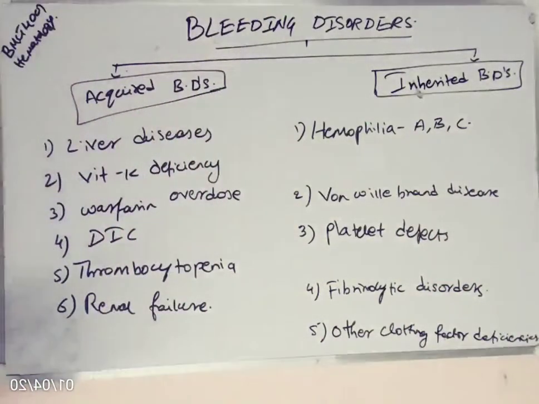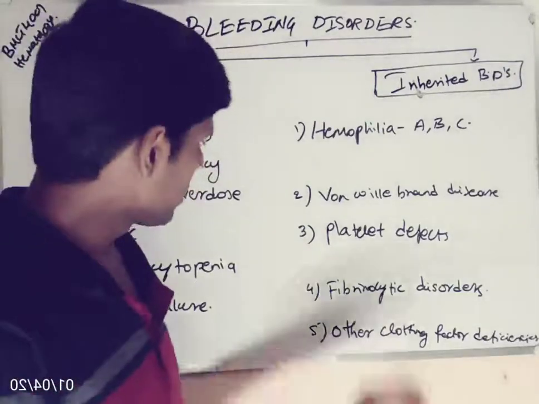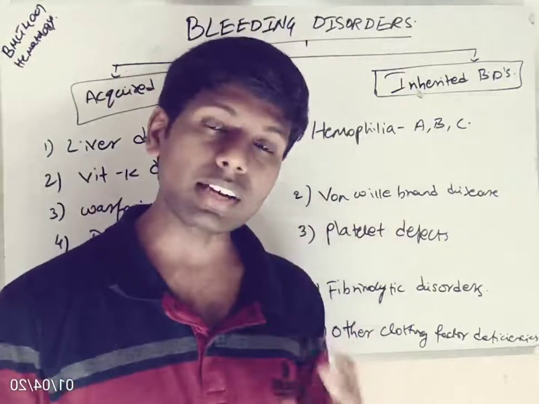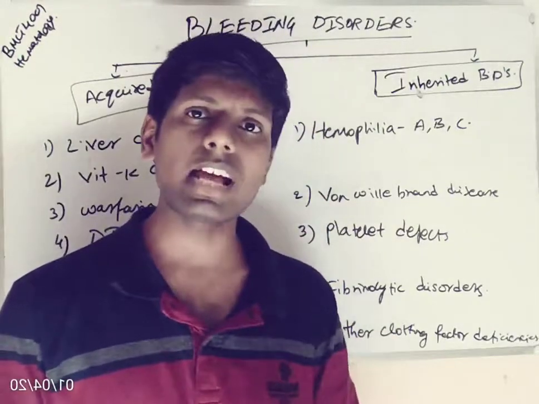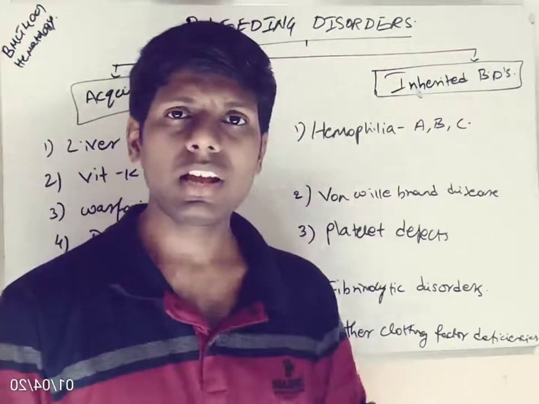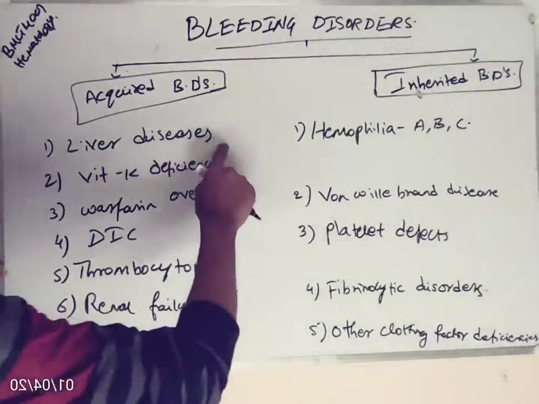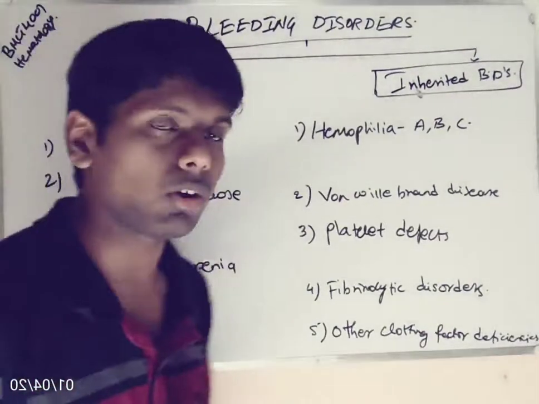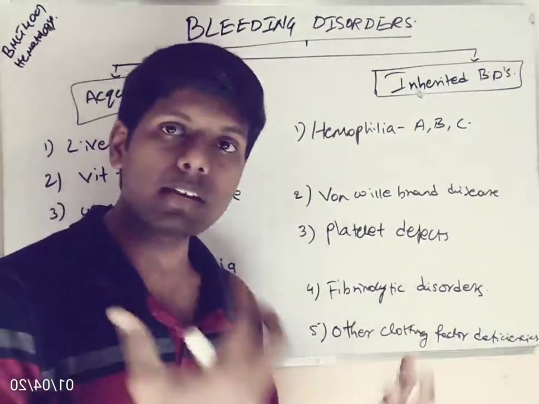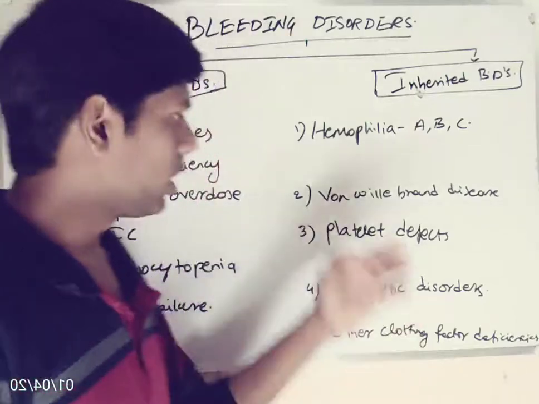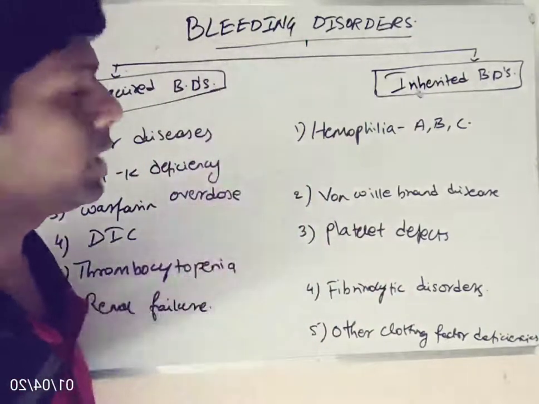So let us see what the acquired bleeding disorders are. The first one is liver diseases. Liver diseases can cause bleeding disorders. Can anyone say how? The liver is the major organ which produces all the proteins in our body, right? So what are the 13 clotting factors? Fibrinogen, prothrombin, tissue thromboplastin, calcium, labile, stable factor. All these are proteins which are synthesized by the liver. Whenever there is a problem with the liver, it cannot produce these clotting factors. Without clotting factors, blood cannot clot. If blood is not clotting, bleeding will be increased, right?